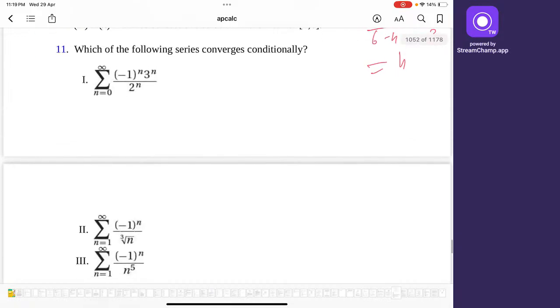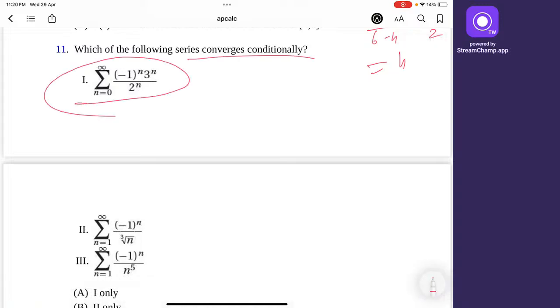Let's go to the next question. Which of the following series converges conditionally? So this series diverges because 3 by 2 is greater than 1. So diverges.